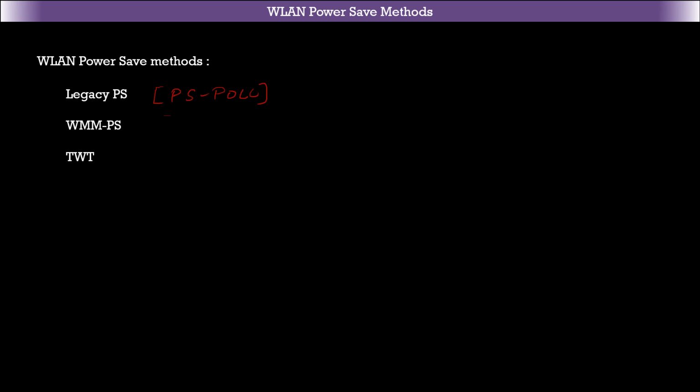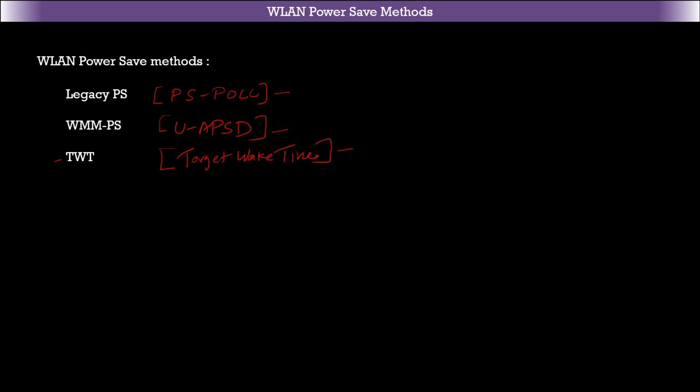The second one is WMM power save, which was a natural evolution of PS poll, or a much better version of PS poll, which you might have seen as UAPSD. And the third one is introduced with high efficiency PHY, or the WLAN AX PHY, which is known as target wake time. Each of these is in many ways an improvement of the previous one, with some salient features going into each iteration, which makes it better than the last version.